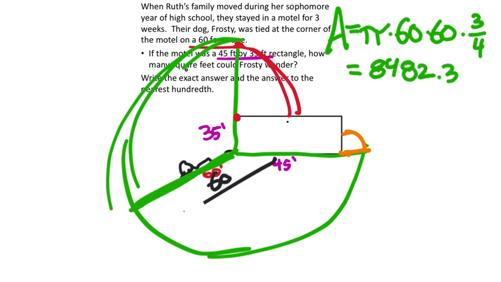8,482.3. And yes, this is square feet, but I'm not going to worry about the label until I figure out all 3 parts. Okay? So next up, I'm going to look at the area of this red.